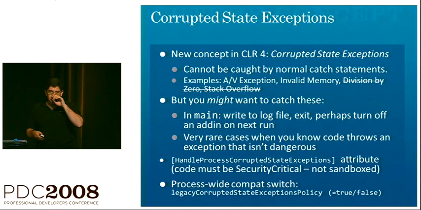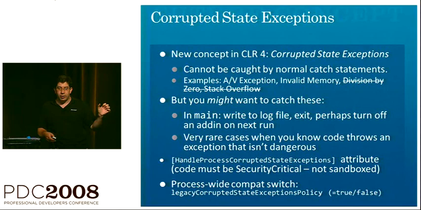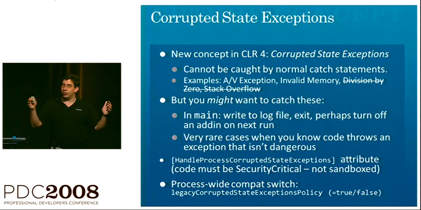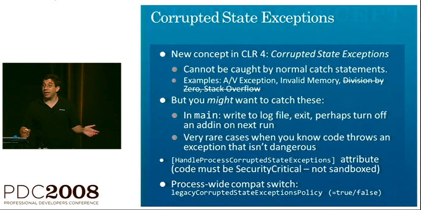In order to help you catch them, since we're mostly ignoring those things now, we have a new attribute, HandleProcessCorruptedStateExceptions. You have to put that attribute on the function that you want to catch these exceptions. And by the way, that code can only be regular code. It can't be sandbox code. If it's sandbox code, we don't let you catch it no matter what. Now, you might actually like your old code. It might be running just fine. You may have put a bunch of these catches in various places. You may know exactly what you're doing. You don't want to deal with any of this. We also have a new process-wide compat switch, legacy corrupted state exception policy. Set it to true and everything happens the old way.